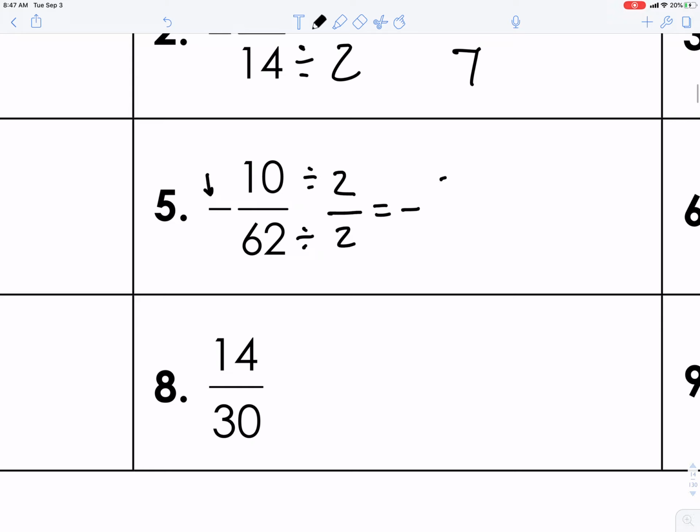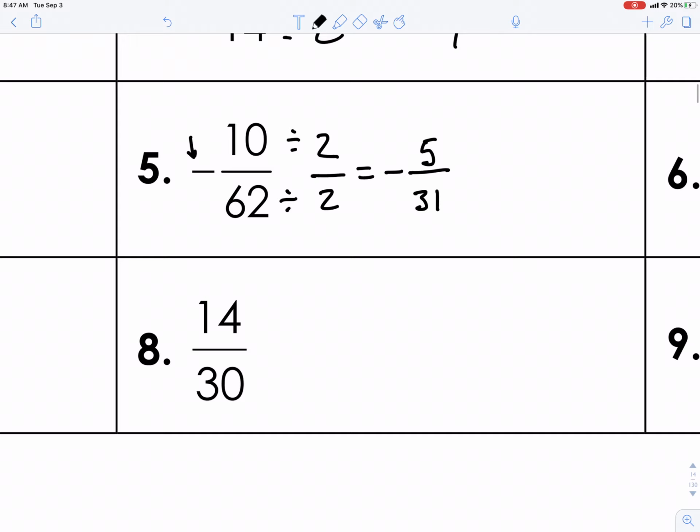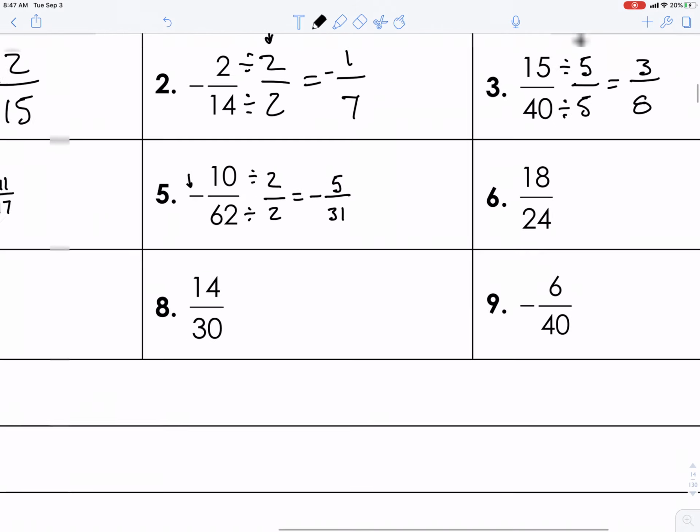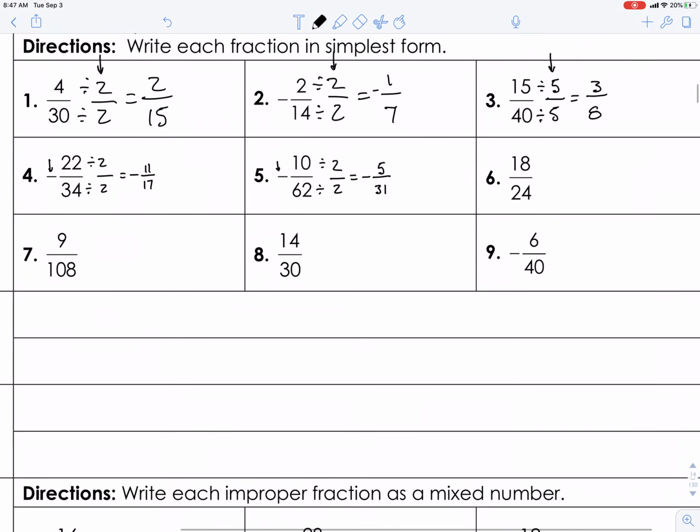10 divided by 2 is 5. 62 divided by 2, well, half of 60 is 30. Half of 2 is 1. Negative 5 over 31. I can't reduce that anymore. There are no numbers that I could divide those by that would be the same number that would come out of both of them, because there's only 1 times 5, and 5 doesn't go into 31, and I don't care about the 1. So why don't you go ahead and pause and try the next 4 problems on your own.